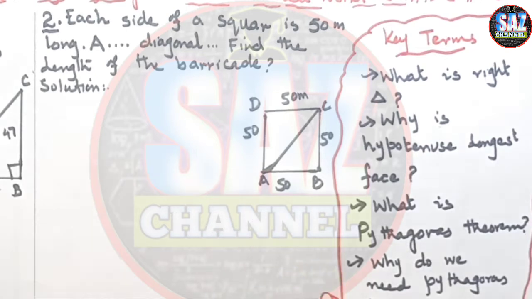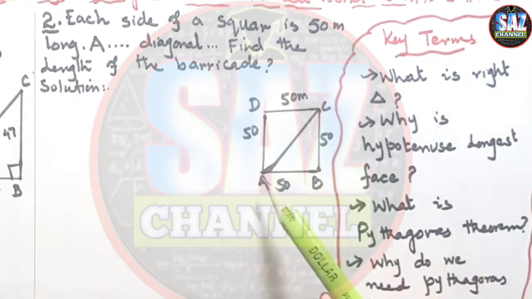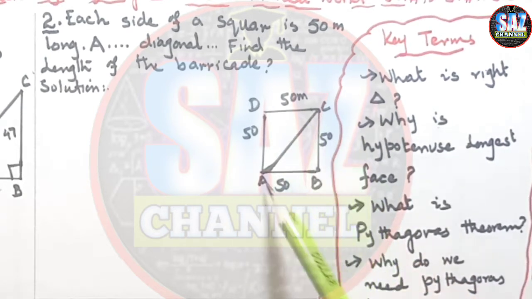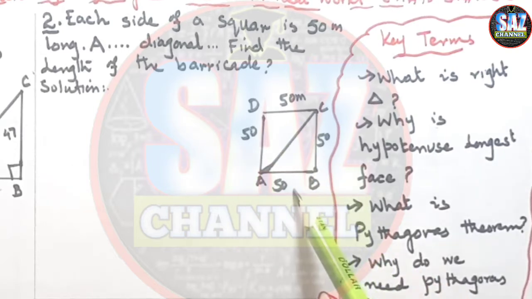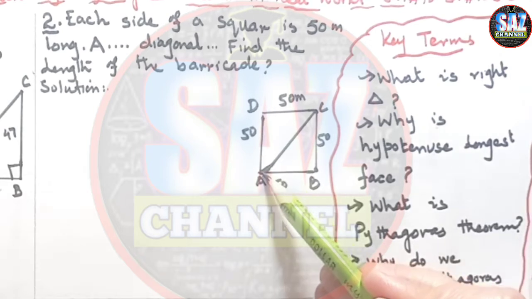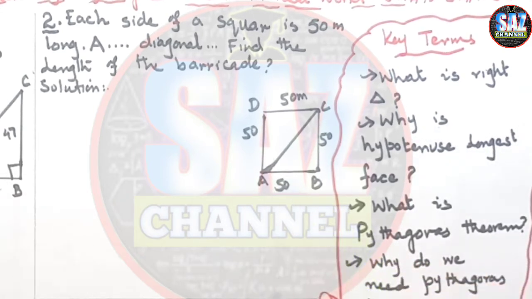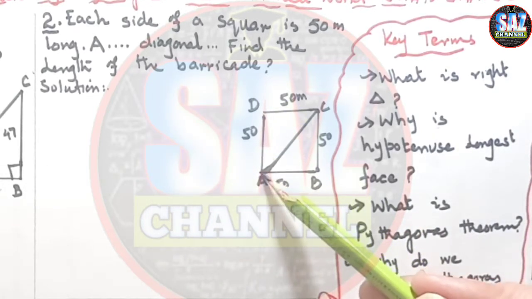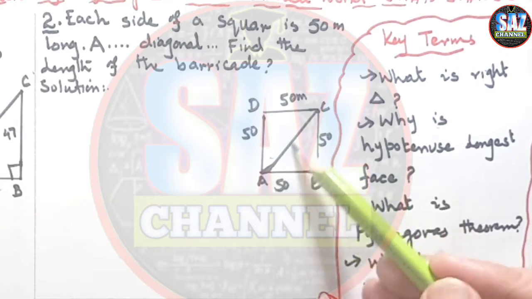Now the problem is about the square, and we know that all sides of a square are equal. If one side is 50 meters, all sides will be of measure 50 meters. Now the problem is that a barricade is to be placed along the diagonal. Here it's important to understand the term diagonal, that what is the diagonal? Diagonal is the distance from one corner to the opposite corner.